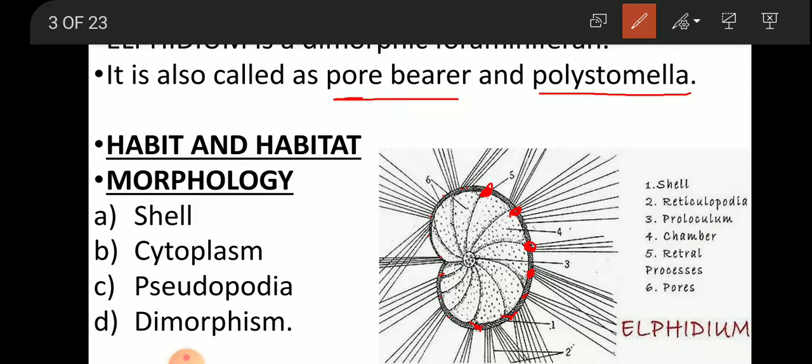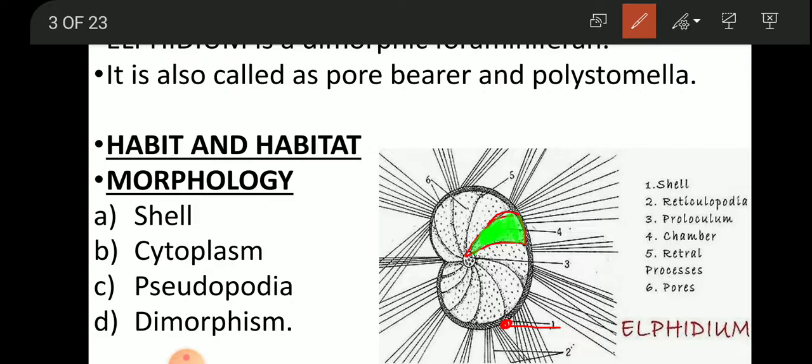In this video we will be discussing habitat and habit, where the Elphidium will be living, and its complete morphology, its structure and its internal structure. Morphology includes the shell. Here you can see the shell, which is represented by number one. The outer part is called the shell, and this here is the cytoplasm. Before the cytoplasm, the chamber is there, the fourth one. The entire chamber consists of the cytoplasm, the green color which I indicated, so the entire chamber is equally filled with cytoplasm.